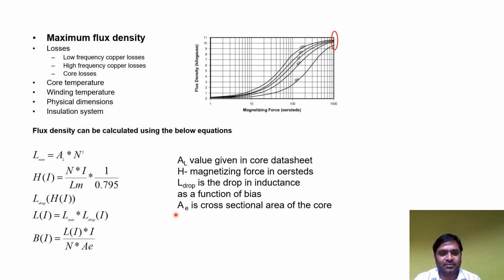So these are the abbreviations which we have defined here. AL is the value given in the core data sheet. Basically this AL value you will get in the supplier core data sheets, and it will be a different value for different permeability. H is the magnetization force in Oersted, which is calculated here. L drop is the drop in the inductance as a function of DC current, and A is the cross-sectional area of the core.